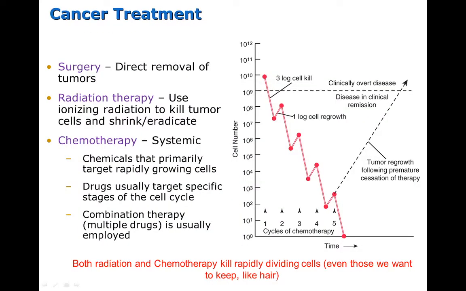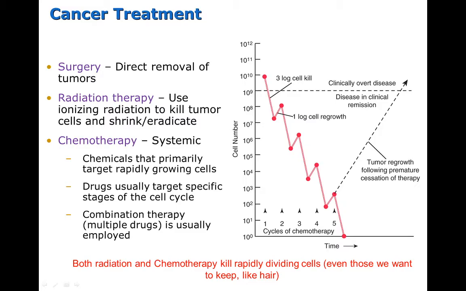There are 3 major modalities used to treat cancer: surgery, radiation, and chemo. In surgery, the tumor and the surrounding tissue is removed. Radiation therapy involves using ionizing radiation to kill tumor cells and shrink or eradicate them. And often surgery and radiation can be used together. Maybe the patient will have radiation therapy first and then have surgery to resect any remaining tumor. The radiation therapy would be given to shrink the tumor.